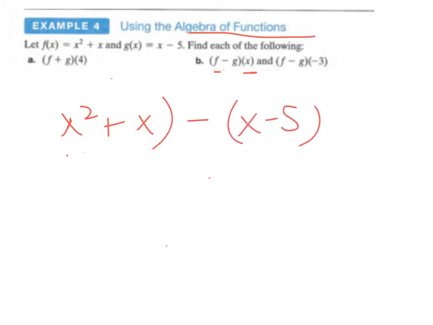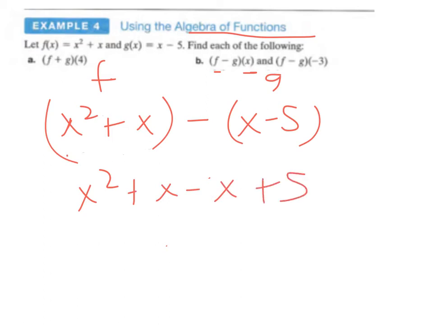So what I'm doing is I'm taking the f function and I'm subtracting the g function when it's just an x. So if I do the subtraction, I get x squared plus x minus x plus 5, because my subtraction is a subtraction of the whole function, so these signs change. And if I do the algebra, those cancel, so I end up with x squared plus 5.